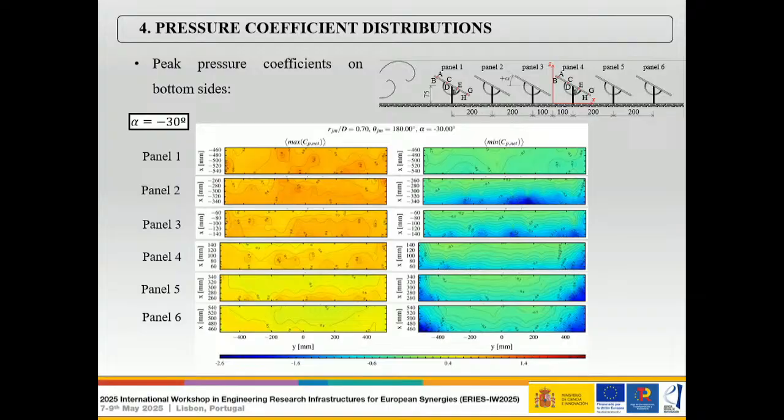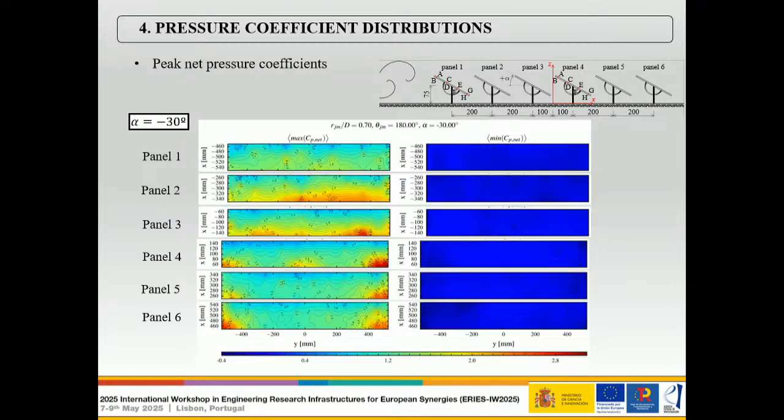For the same case, minus 30 degree angle of attack, so panel nose down, for the bottom sides of the panel, these are the results that we are obtaining for maximum pressure coefficient and minimum pressure coefficient. In this case, you can see this strong negative pressure, mainly in the corners of the panels that are farther away. And these are the values for the net pressures.